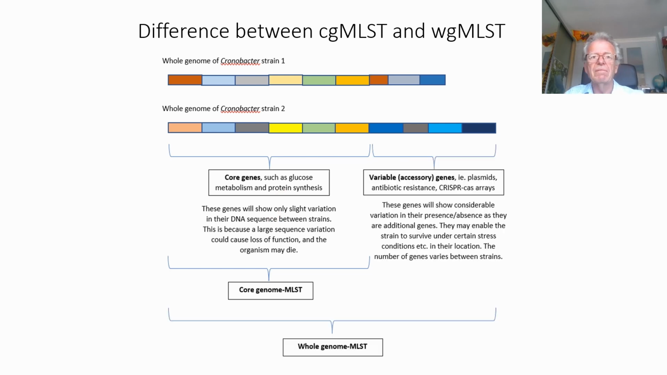Then we have the variable genes, and these are the ones which vary, maybe different plasmids in some strains, different antibiotic resistance factors, CRISPR-Cas arrays as well. So these are the variable genes. They are what are also included in the whole genome MLST. So core genome and whole genome MLST are not the same.